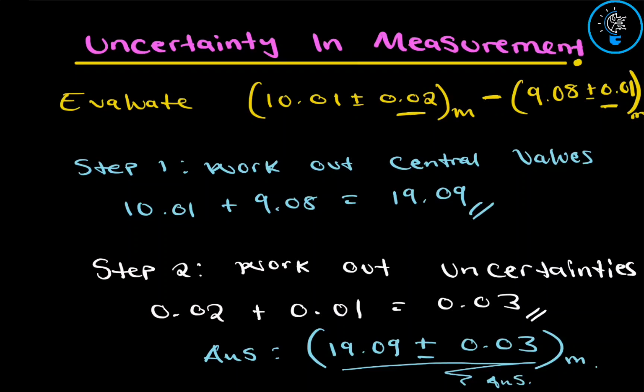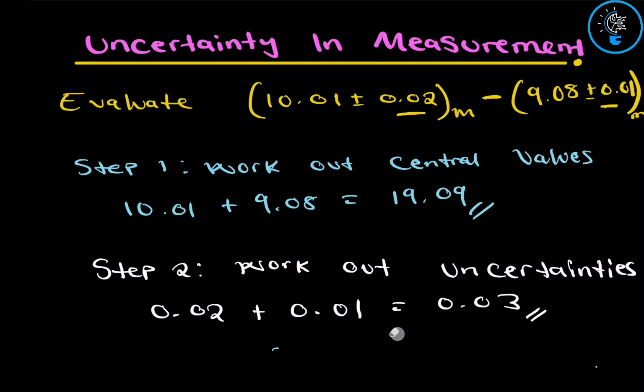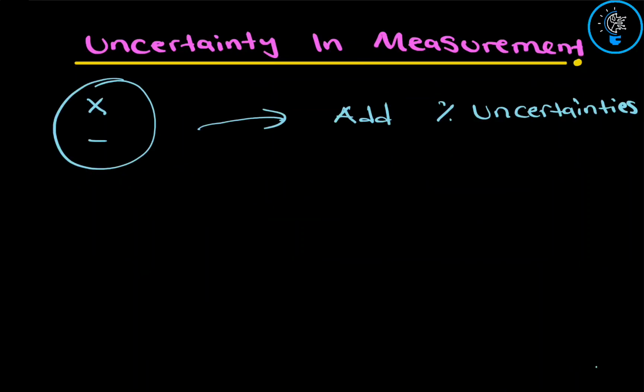Okay, now let's jump into the next rule, which is the rule that governs multiplication and division. So let's get rid of everything. If you're playing around with division or multiplication, you need to add percentage uncertainties. Take note, under addition and subtraction, we are adding absolute uncertainties. This time we need to add percentage uncertainties.